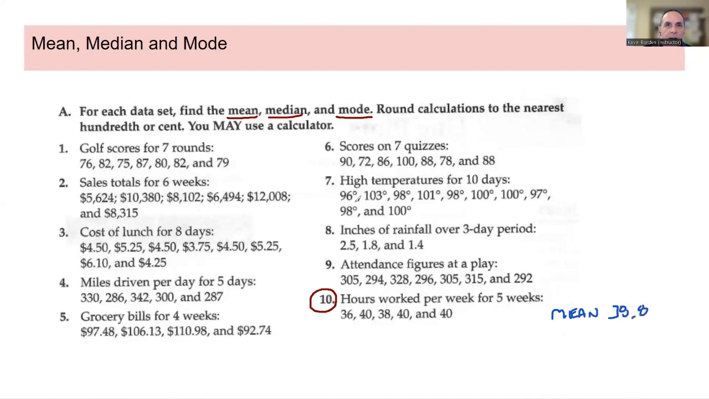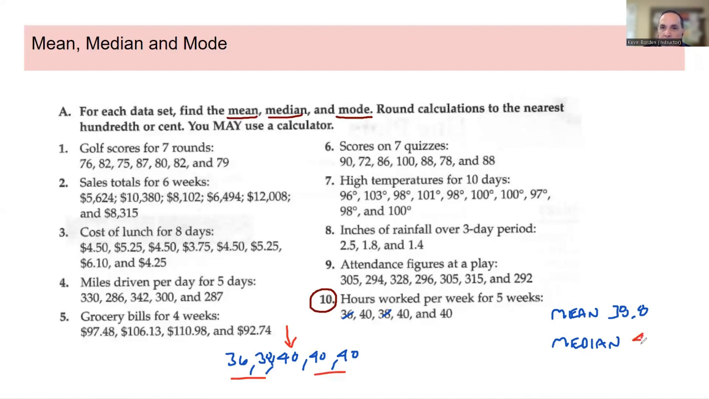38.8. Now the median is a little bit of a pain because we have to organize these numbers. So let's do it. It looks like the smallest number is 36. The next number is 38. Cross these out as we go. And then 3 40s. That makes it kind of easy. 40, 40, 40. And we look for a middle number. When we have an odd number, we will have a middle number, and it's right there. We can see there's 2 to the left, 2 to the right.